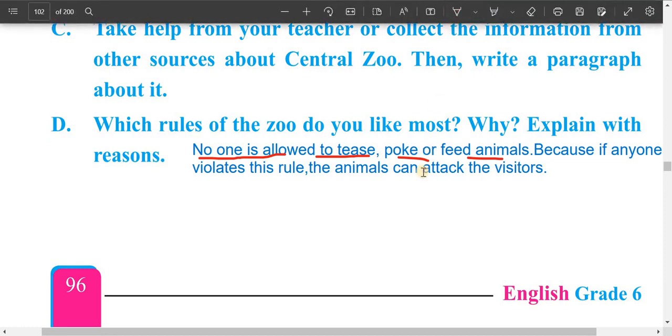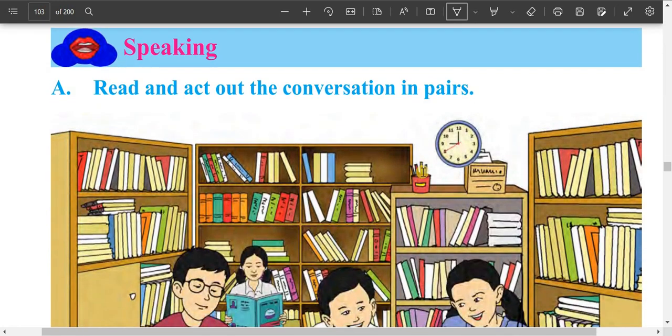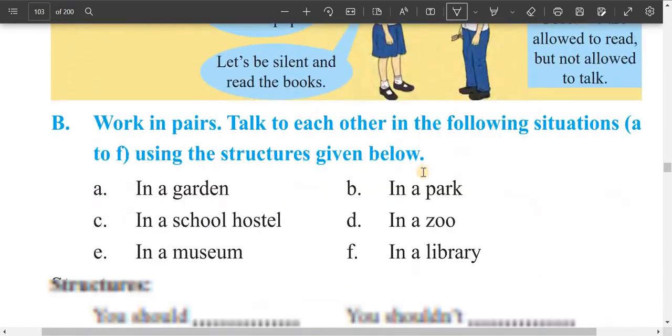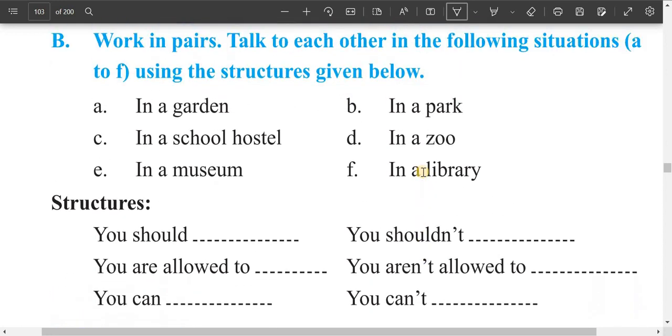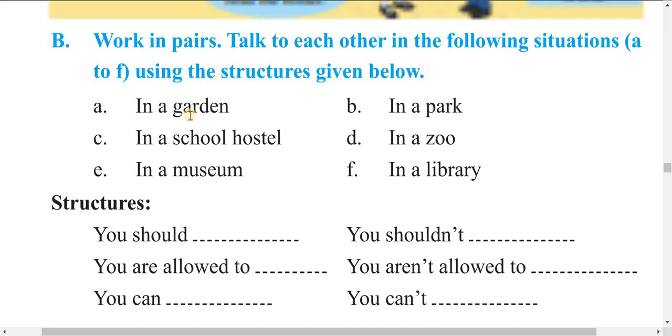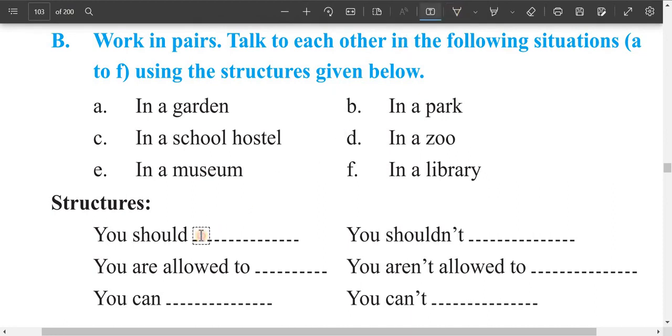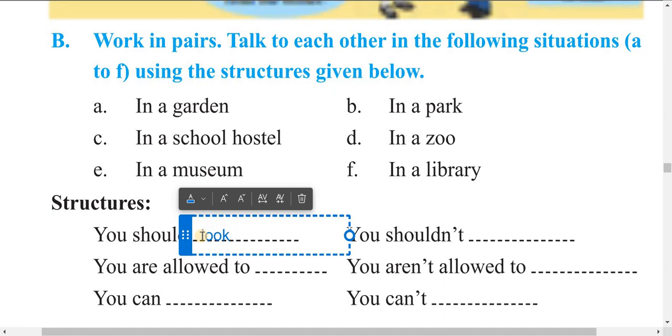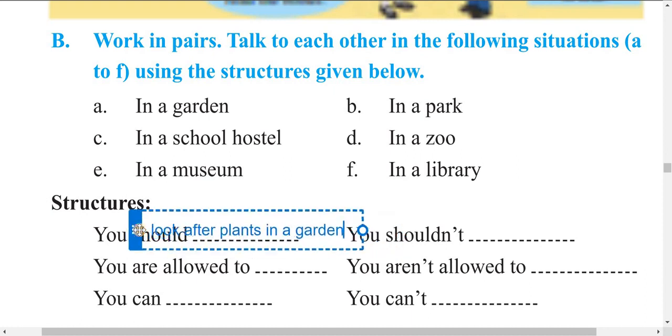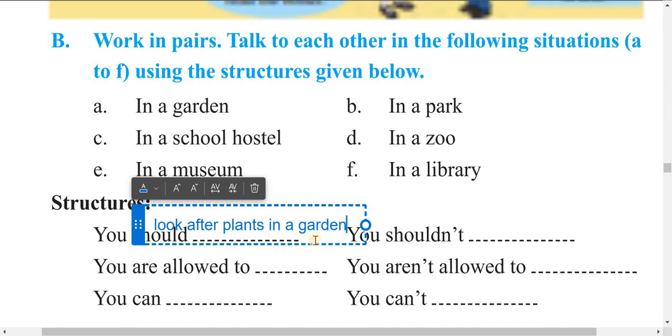Now, dear students, let's do the next one. Speaking: read and act out the conversation in pairs. So see here, we'll do this one. We have to put structures here. We should look after plants in a garden. Write down this way, students, I'll write for you. We should look after plants in a garden. Next one, write in this way: or we should take care of plants in a garden.